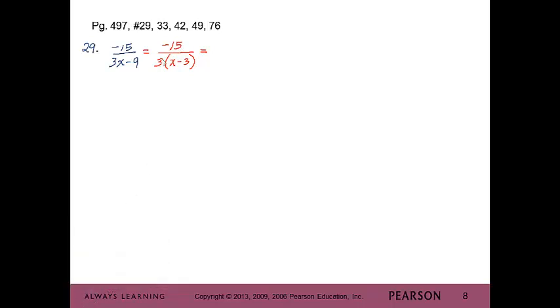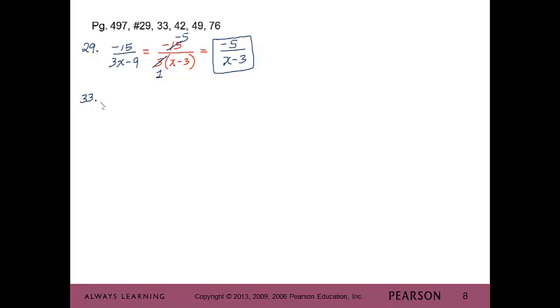Now we can simplify the 3 and the negative 15. 3 goes into 15 5 times, so the 3 will become 1. And the negative 15 is now negative 5. So your final answer is negative 5 over x minus 3. You know you reach your final answer when there's no other factors that can be canceled in the numerator and the denominator.